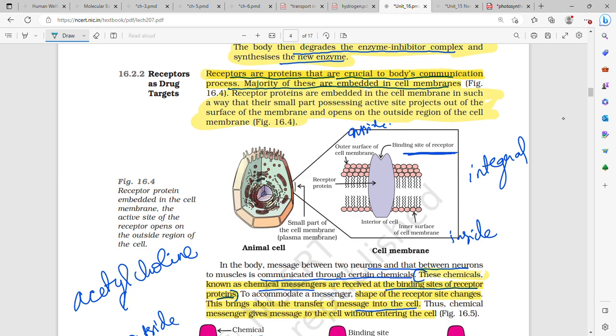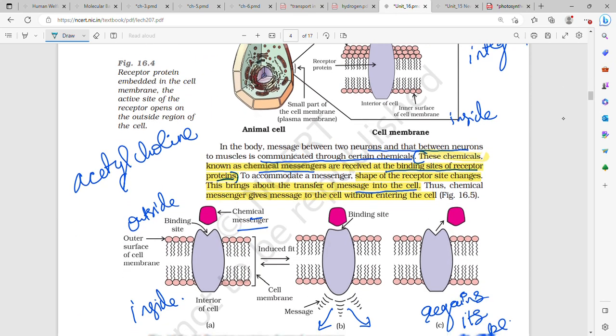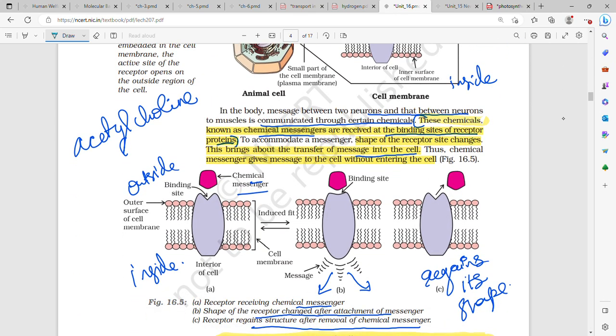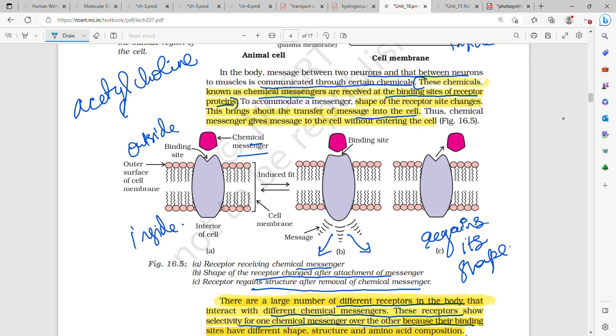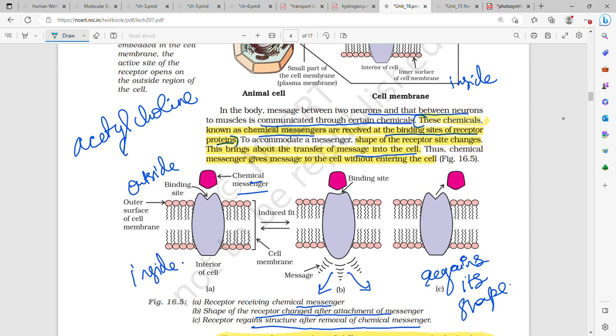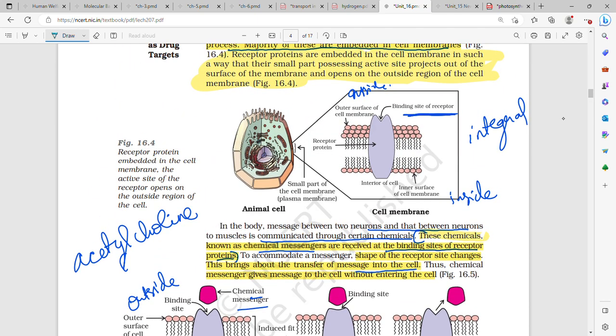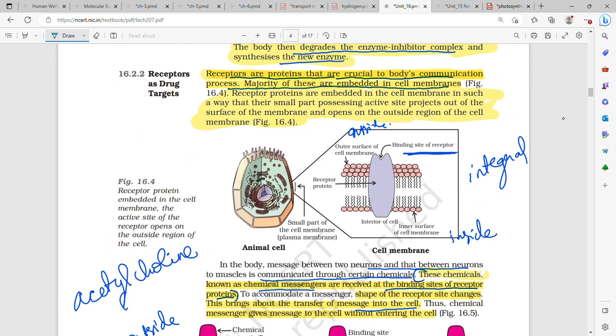Sorry, it does not rotate, it basically sends a message. So it binds and then it sends the message. Receptors are proteins that are crucial to the body's communication process. The majority of these are embedded in the cell membrane.